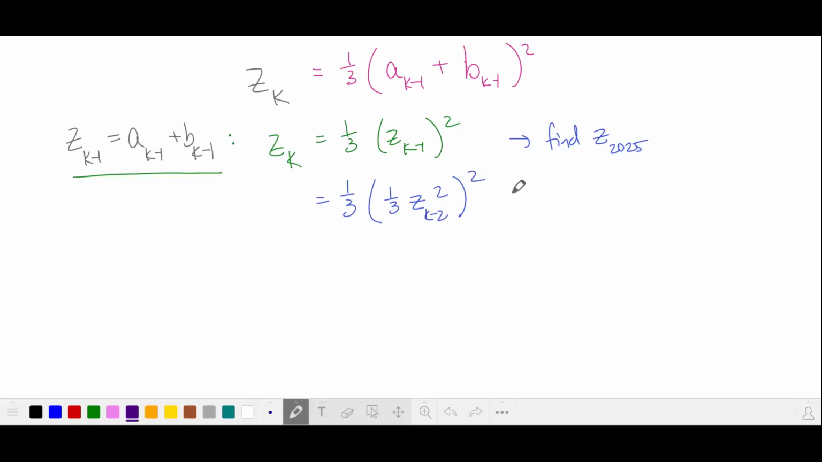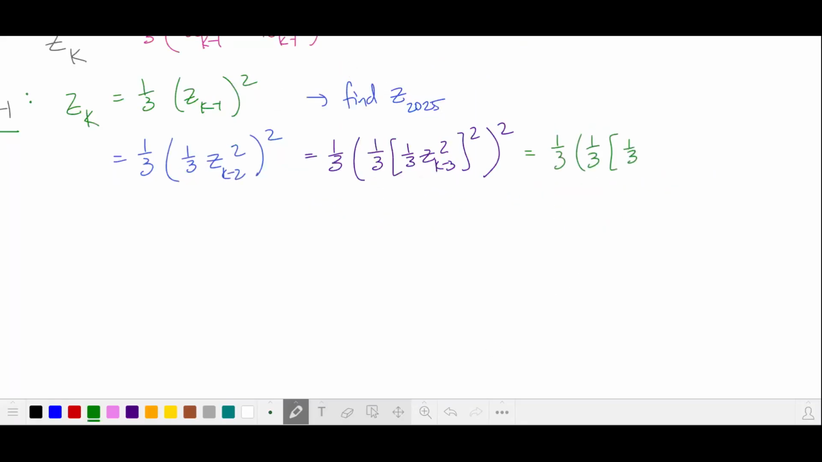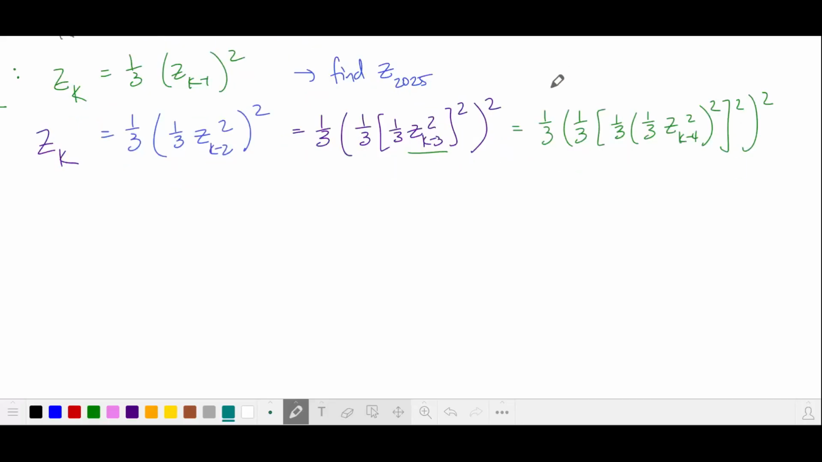Let's do this a couple more times so we can find the pattern. Now we'll replace z sub k minus 2 with 1/3 z sub k minus 3. This is squared, and then this is, and then this is, and we'll do one more. Now we'll replace this with 1/3 z sub k minus 4 squared, and squared. Our terms are going to have powers of 3 multiplied by powers of z. So let's generalize these powers for any z before z sub k.